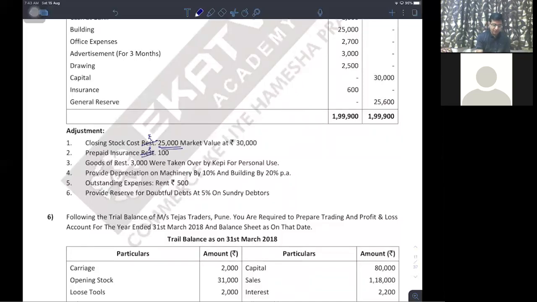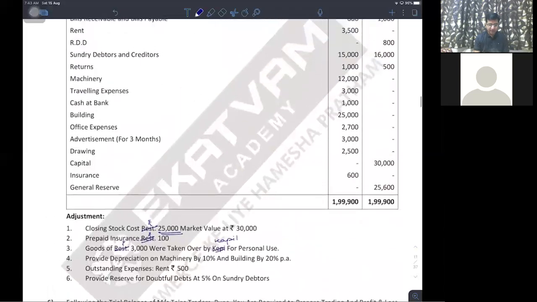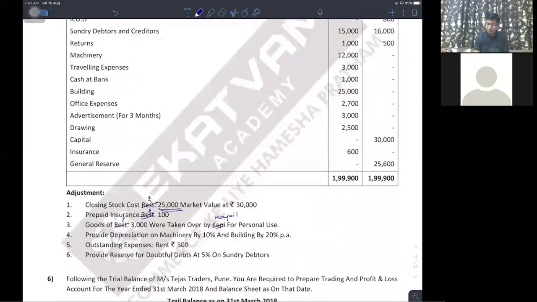Goods of rupees 3,000 were taken by Kapil for his personal use. That means these are drawings by the proprietor. Provide depreciation on machinery at 10% and building at 20%. Outstanding expenses are rent rupees 500. Provide reserve for doubtful debts at 5% on debtors. I'll not tell you what has to be done, how it has to be done. I'll just give you the balance sheet total in this question.